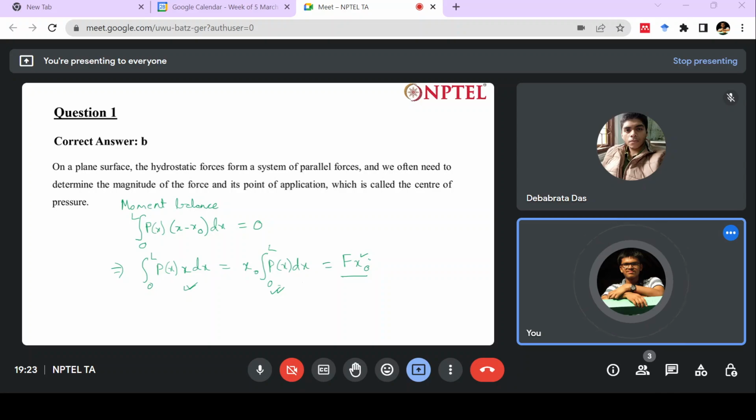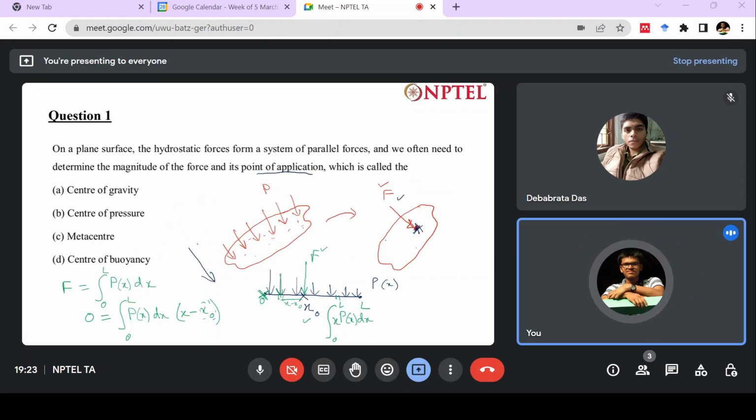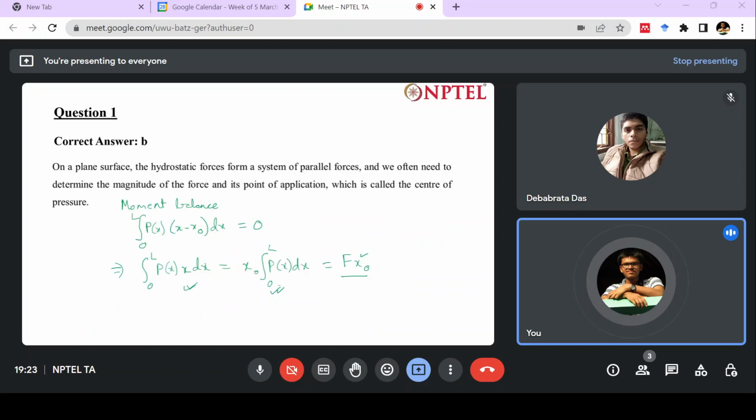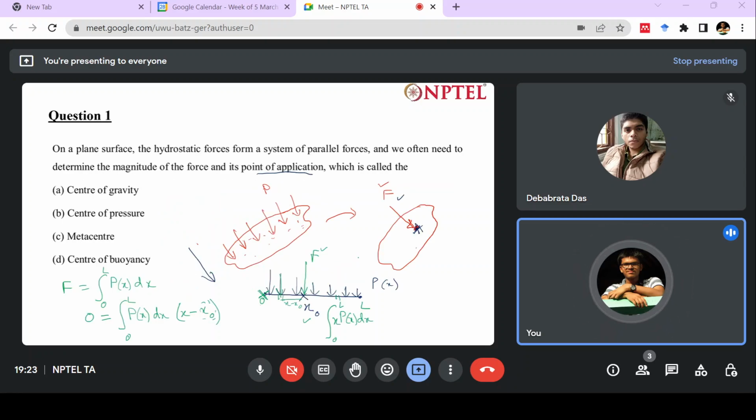Now what is this x0? That is the question. What is this x0 called? I am giving you this mathematical introduction because this will be helpful in solving further problems. Because you will need to find out where the point of application is, if a certain variation of pressure acts on a particular surface. For that, you need to have this concept. So what is this point of application called? Can you tell me?